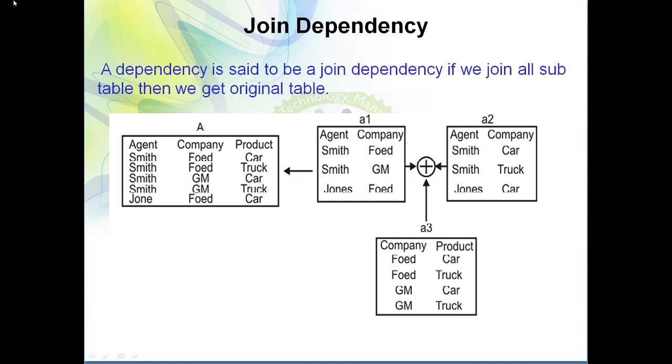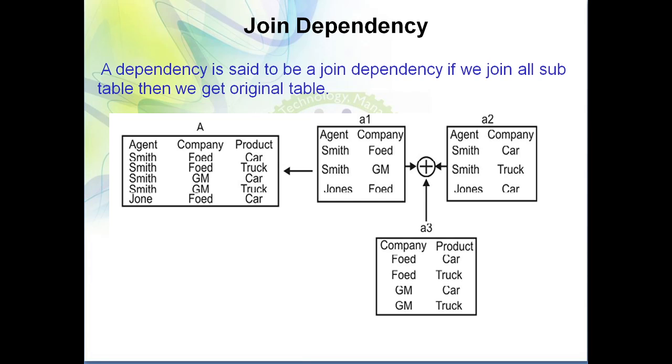Now the last type of dependency is join dependency. So what do you mean by join dependency? A dependency is said to be a join dependency if we join all sub tables, then we get the original table back. Let's understand the meaning of join dependency. For example, I have this table A which is split into three parts: A1, A2 and A3. After combining A1, A2, A3, suppose I am getting table A back, then I can say that there exists join dependency in that particular table.